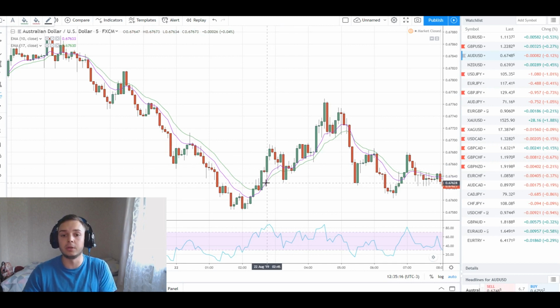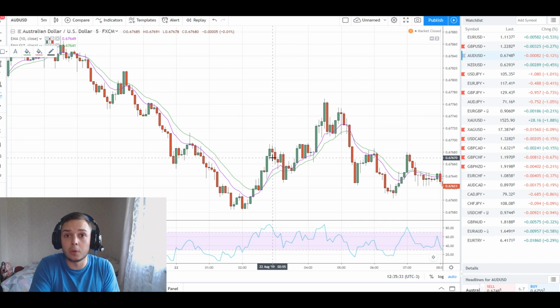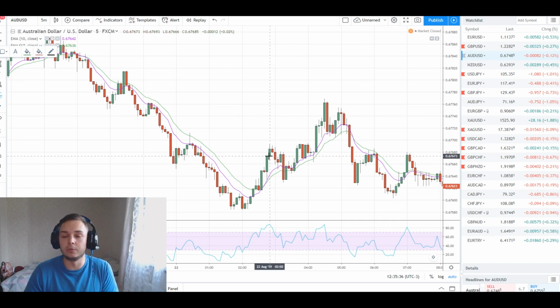To be fair, in binary you would have entered this trade somewhere around here. The crossover would have been here, and the next trade you would have placed would have been in the money. Because this is a 5-minute binary option strategy, you would have entered the 5-minute trade and let it close in 5 minutes, and it would have been profitable.